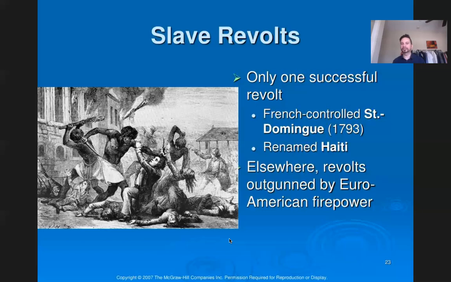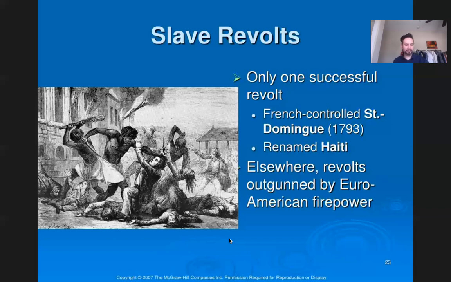There's really only one successful revolt, and that happened in the French-controlled Saint-Domingue, which was renamed Haiti. You had a famous general, I think it was Toussaint Louverture. Hopefully I'm pronouncing his name correctly. He led a successful slave revolt and kicked the French out of Haiti, and they created a republic.